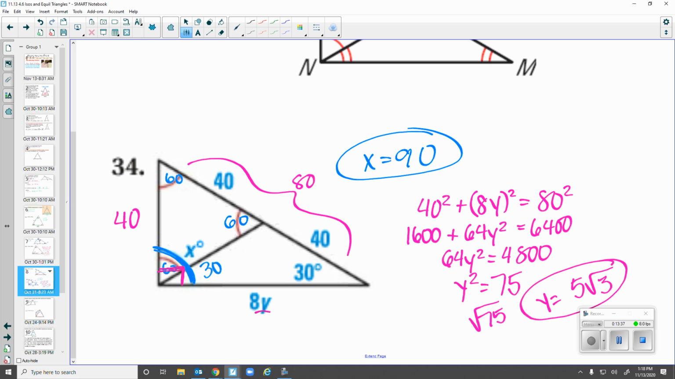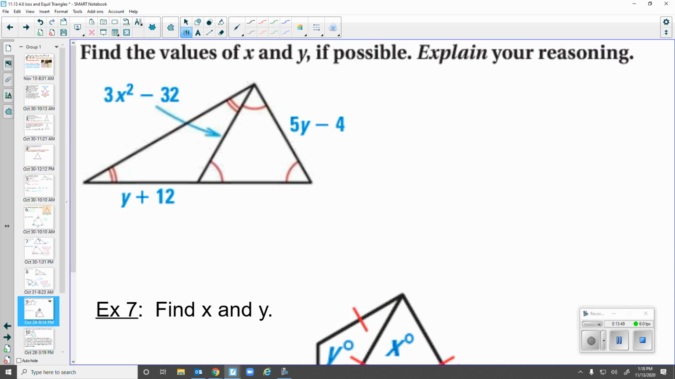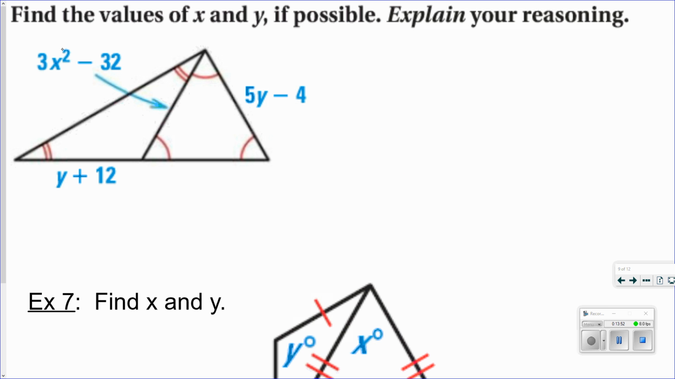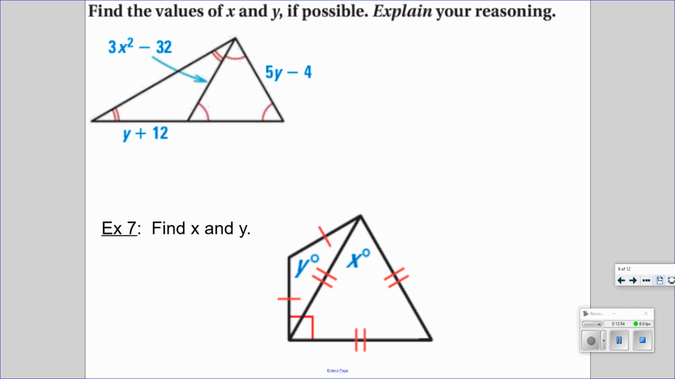If you plug it back in and it makes things positive and valid, then both answers are correct. Okay. Next set of problems, which I want y'all to start first without me, and then we'll go through it.